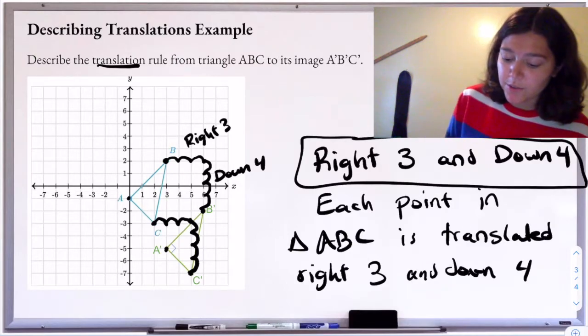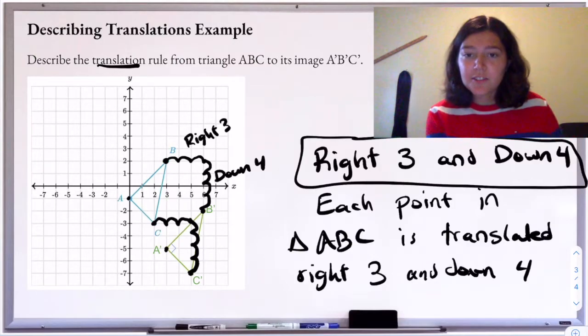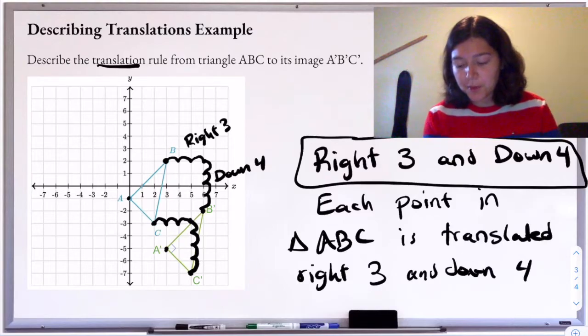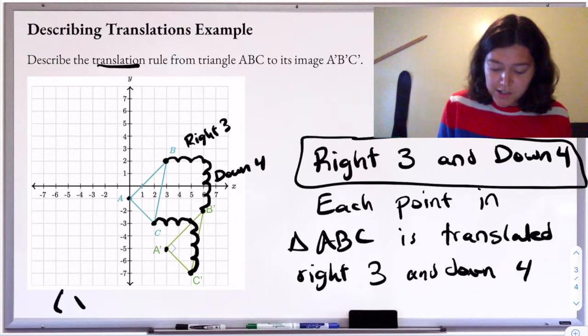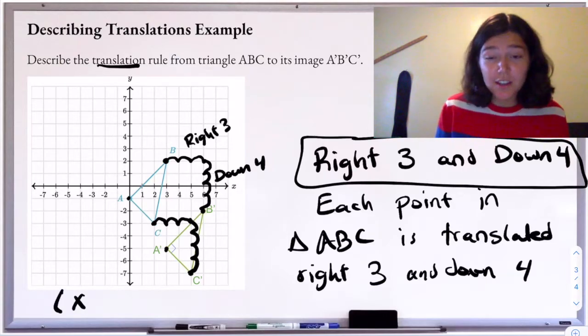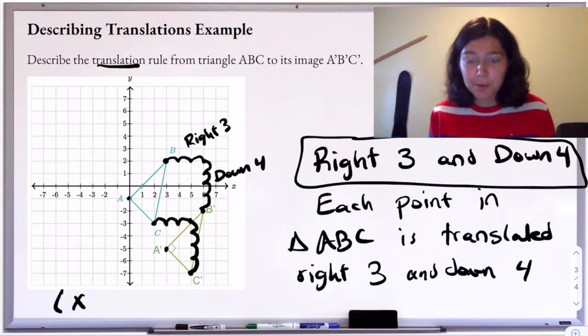When you get to high school, you'll see there's more of an algebraic way to write this, and we'll touch on it a little bit. When you're moving right 3, you're moving the x-coordinate 3 to the right, so it's getting bigger by 3.